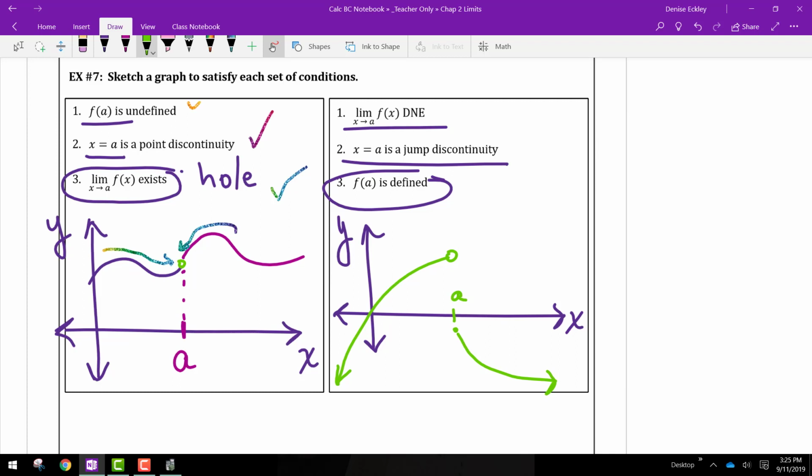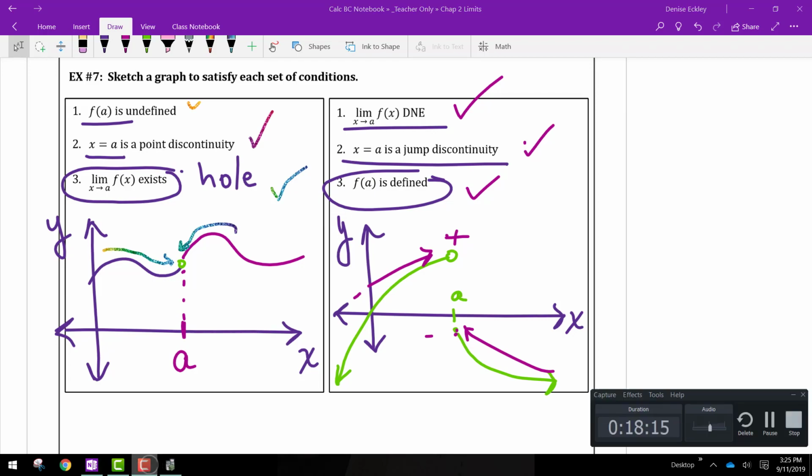So the limit is not going to exist because from the left, I'm headed towards a positive value here. And from the right, my limit will be a negative value, and they're not equal to each other. So that part's satisfied. I have a jump, and since I darkened in this point right here, it's defined. Okay, I hope this helps explain how you define whether you have a limit and how graphs and tables can help you find those.